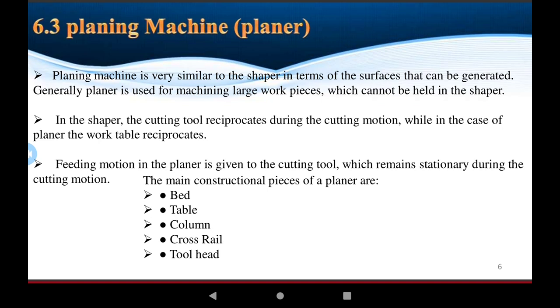The feed motion in the planer is given to the cutting tool. The feed rate is selected for this operation. This machine also comes in CNC form, where all operations are performed as given by the program. The tool remains stationary during the cutting motion, while the workpiece is held stable.